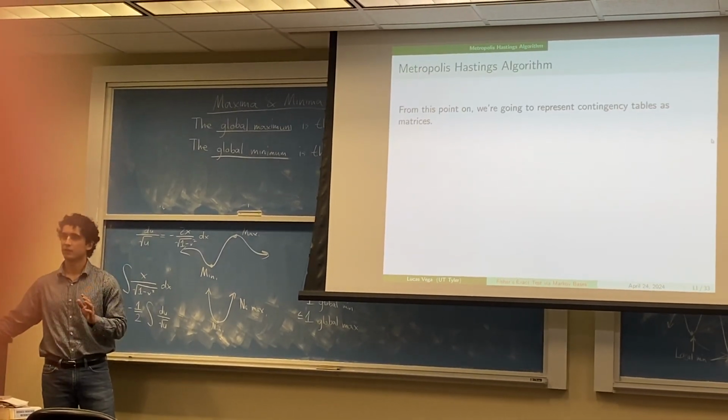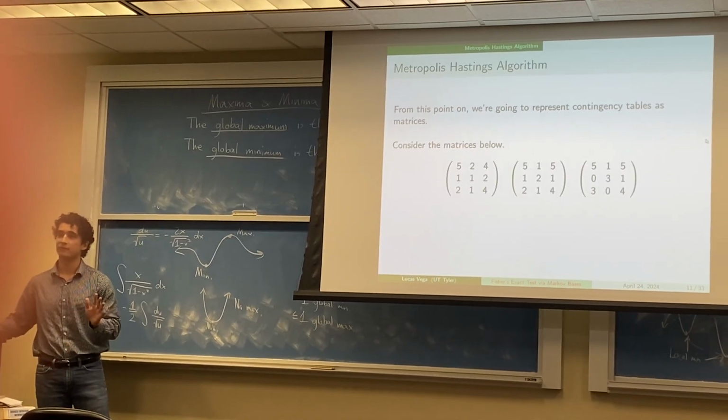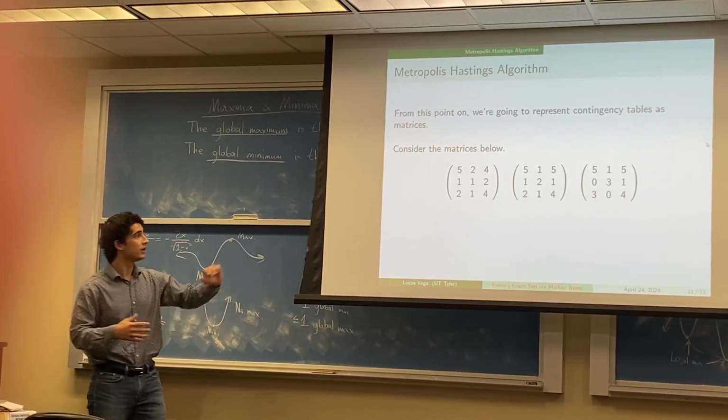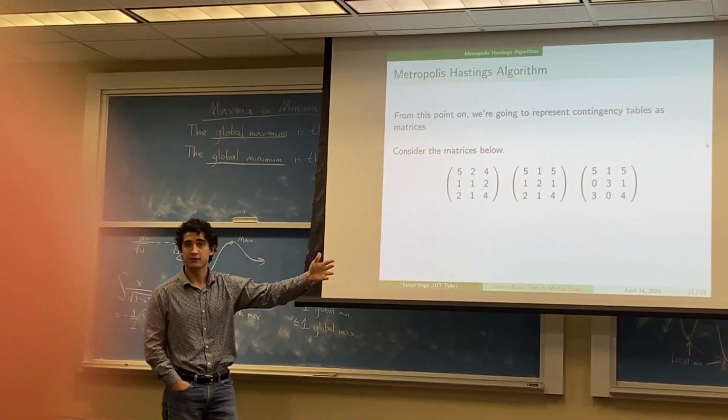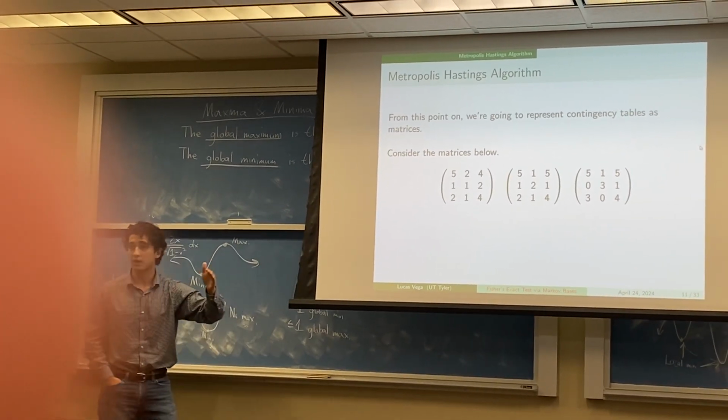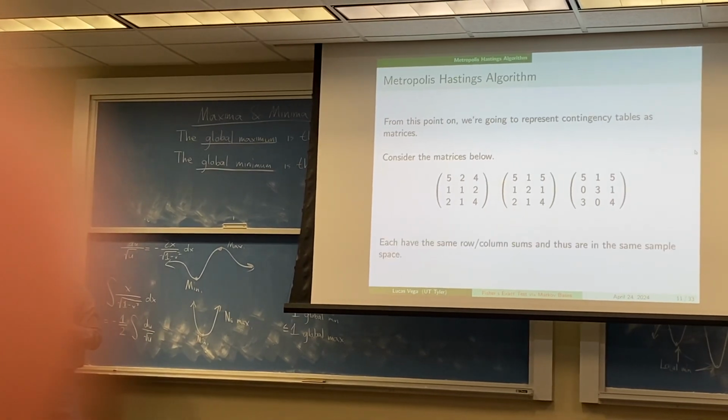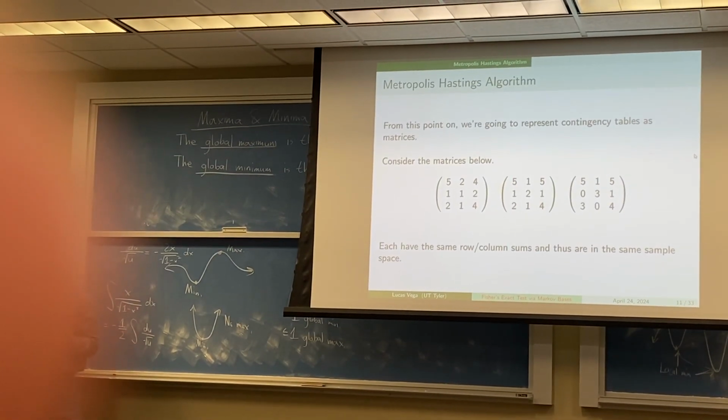So from this point on, we're going to represent our contingency tables as matrices, so we can do addition. These 3 contingency table matrices are from the same sample space because they have the same row and column sums, which is what I have right there. And I want to show you something interesting.